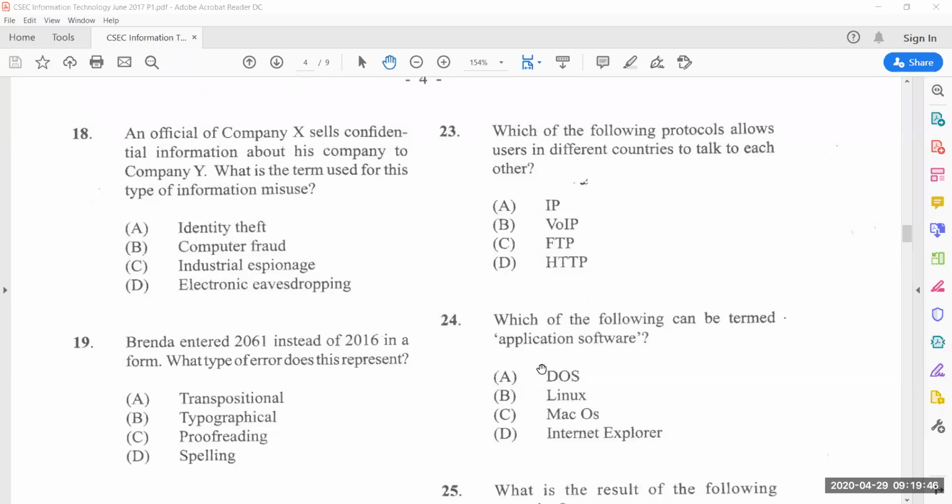Is that computer fraud or eavesdropping? Which one did you say? The industrial espionage. Yes, industrial espionage. That's correct.